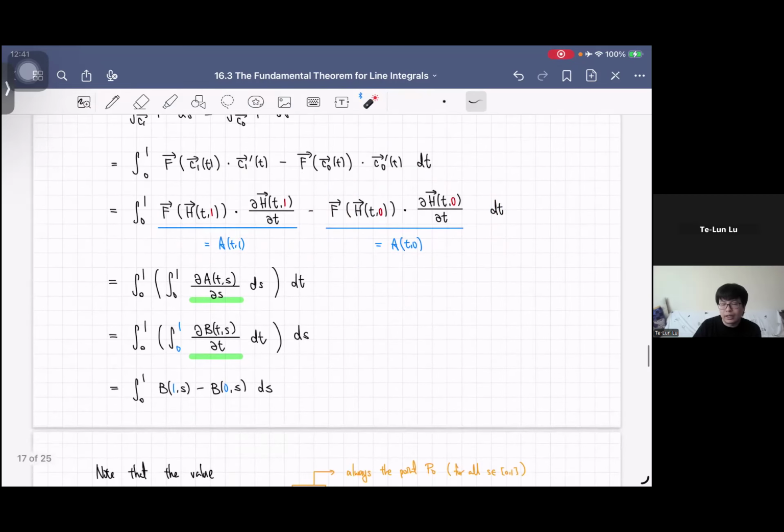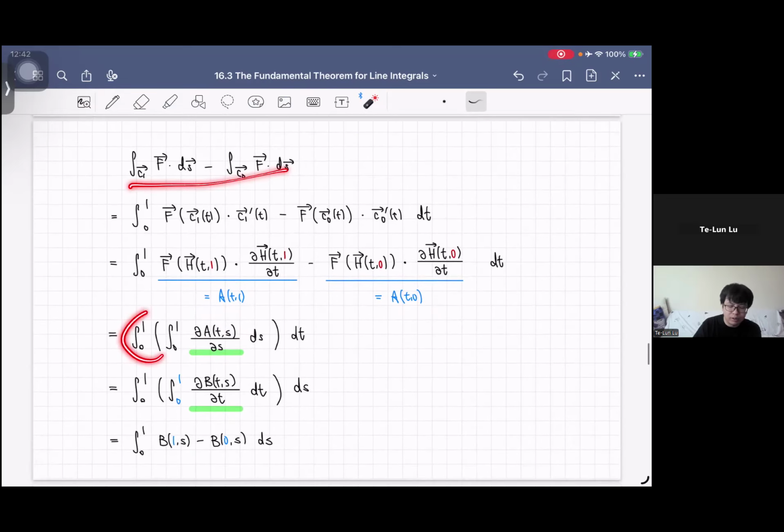So again, by the fundamental theorem of calculus, we know that A(T1) minus A(T0), if you regard that as a one-variable function, is simply the integral of partial A partial S, integrating over S from 0 to 1. That is the definition of the fundamental theorem of calculus. You have differentiation and integration, so this will be an antiderivative. Plugging in the corresponding endpoints 1 and 0, you get this term and this term. So we have rewritten this difference as a double integral, where the integrand is partial A partial S.